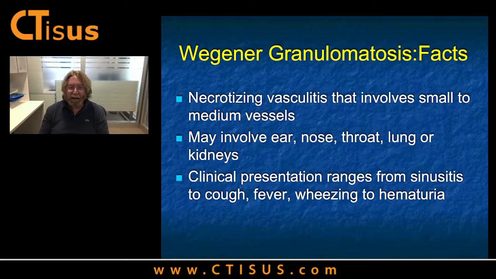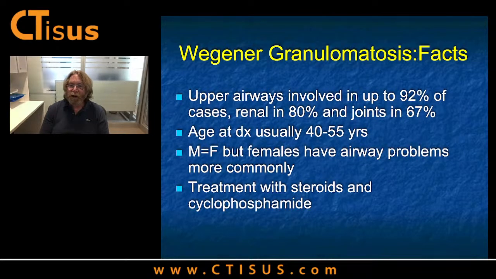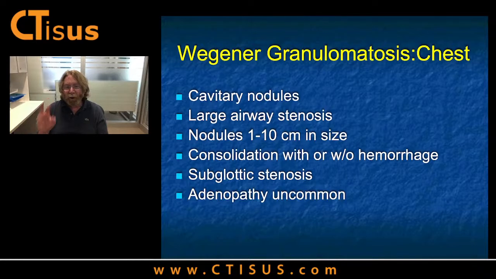And the lung is not an uncommon area. With Wegener's, upper airway is involved in up to 92% of cases, like this case. Younger patients, male and female about equal, but females having airway problems are more common. And again, treatment with high-dose steroids typically. Wegener's, which has been renamed, but we won't go through that, can present many ways. Cavitary nodules, like in this case, large airway stenosis, large nodules, consolidation with or without hemorrhage, subglottic stenosis. Adenopathy is very uncommon in patients with Wegener's. So that's something to think about.